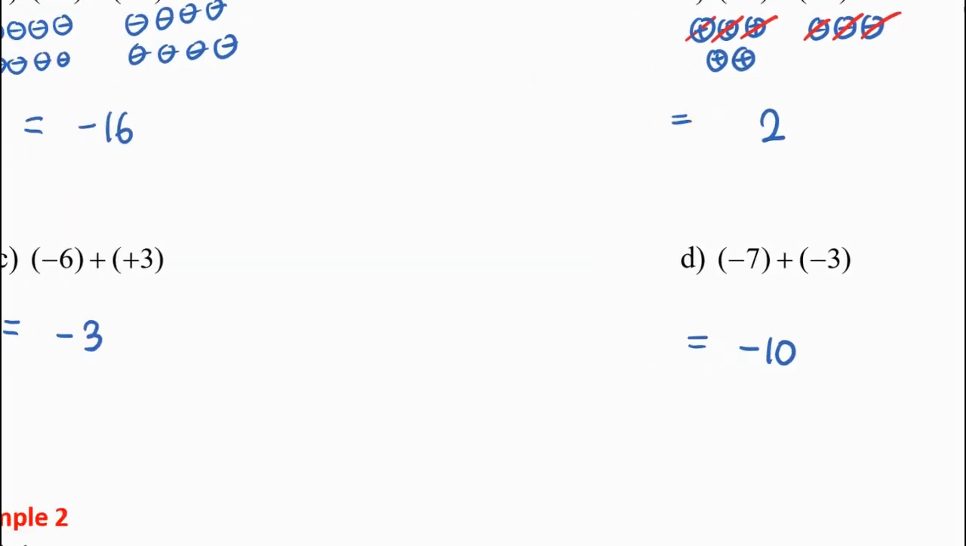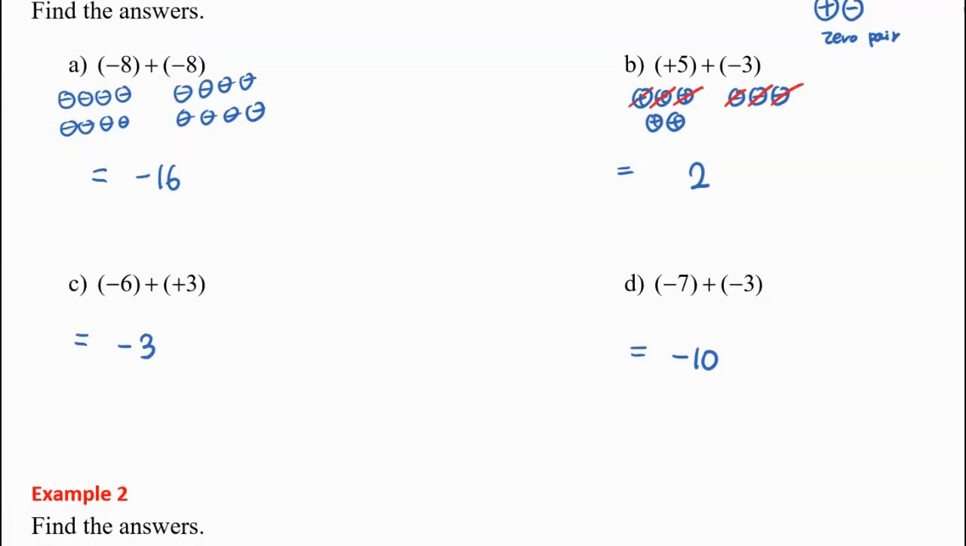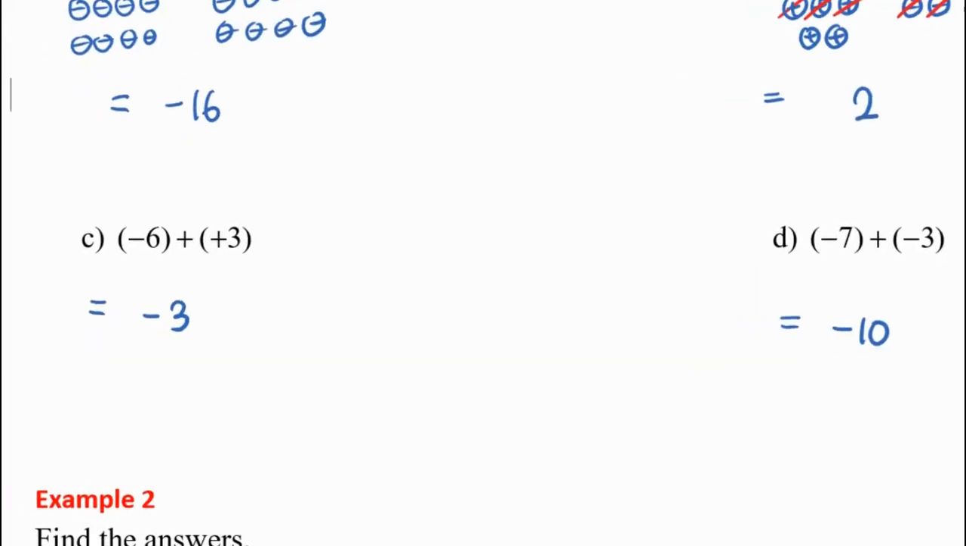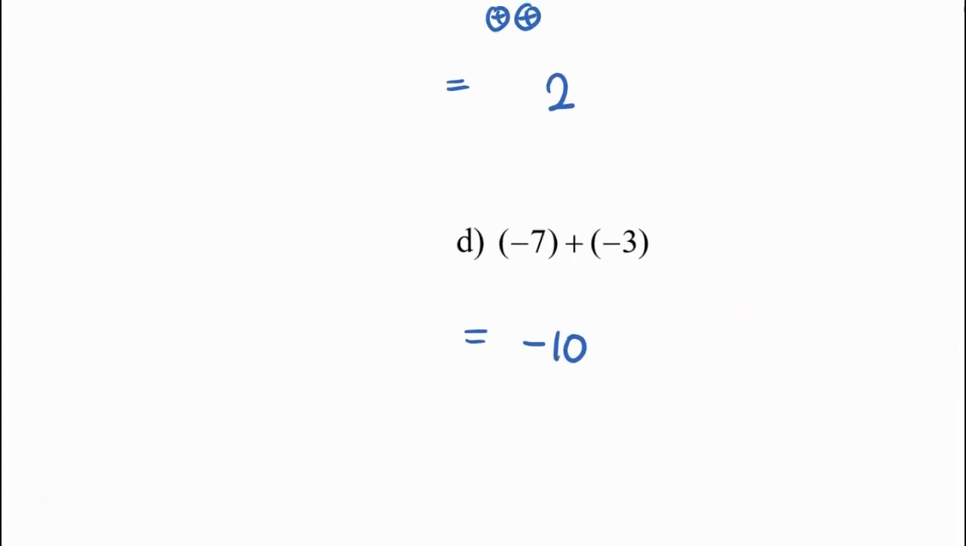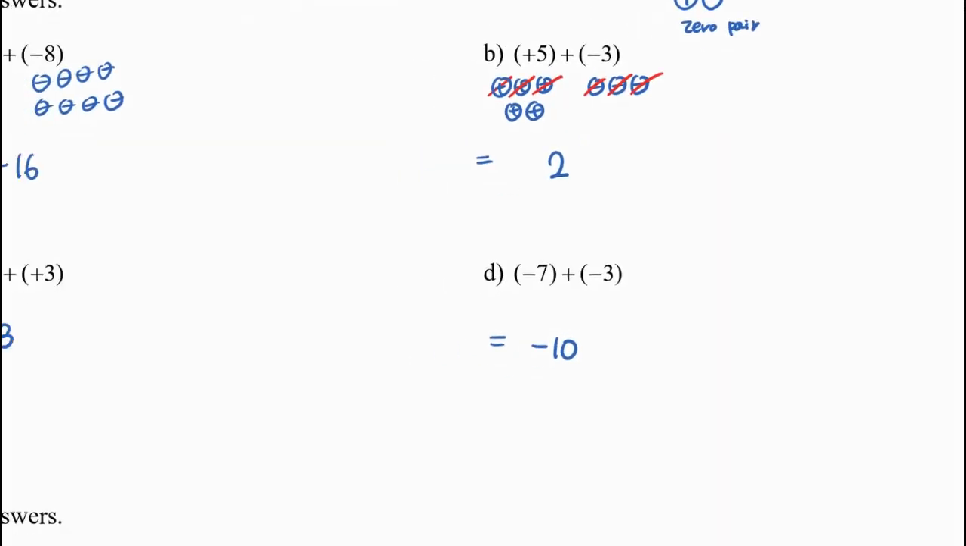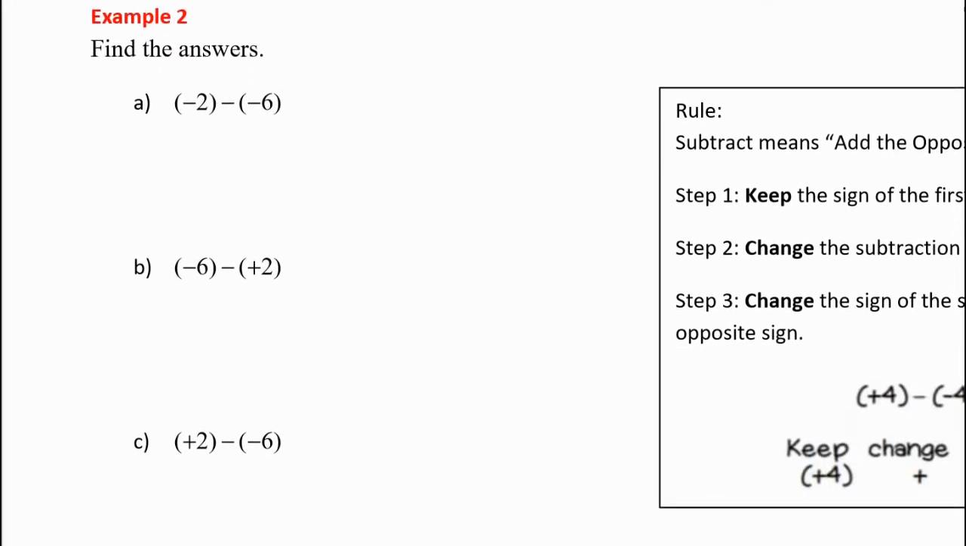Okay? Alright, so if you don't understand how to do it, draw the integer chips. But once you understand that, just compare which one you have more. In this case, you can just find the total number of negative integer chips. Make sense? Okay, let's move on.